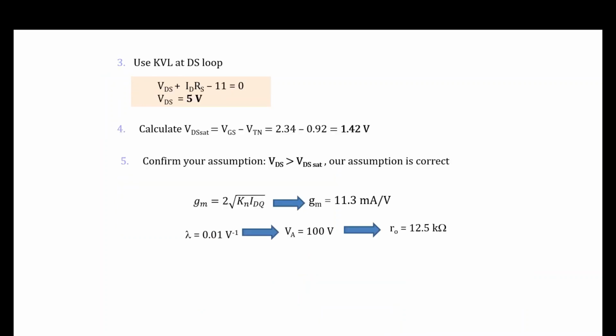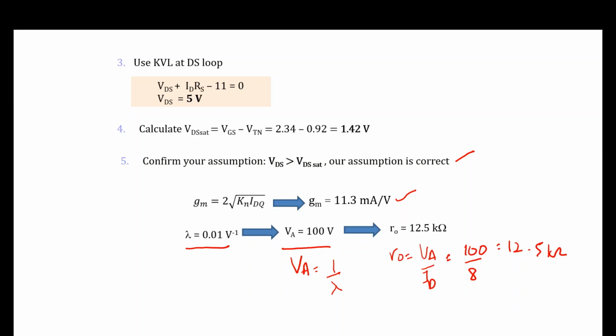Don't forget to confirm your assumption, and once it is confirmed, then you can calculate GM. Because there is lambda, you have to find VA. VA is equivalent to 1 over lambda, and R0 is equivalent to VA over ID, which is 100 over 8, and that's how you get 12.5 kilo ohm. That is how you obtain the AC parameters.